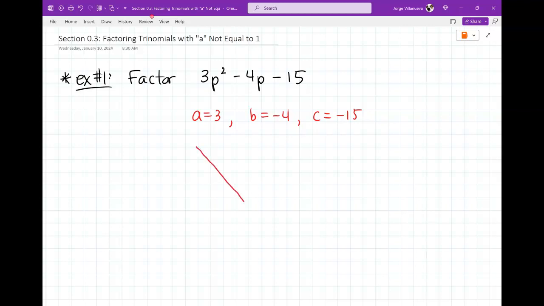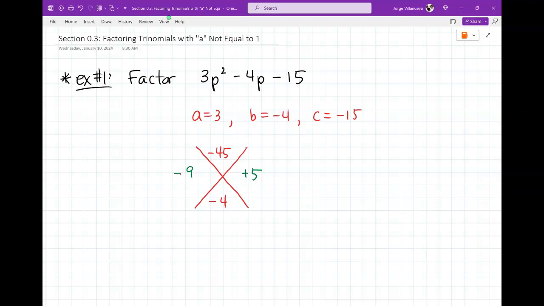So here we go. On the top, we're going to multiply A times C. So 3 times negative 15 is negative 45. And then on the bottom, I'm going to put negative 4, the B value, right? Now I've got to think of two numbers that multiply to negative 45 and add up to negative 4. I know one is negative and one is positive. Negative 9, positive 5, okay? Because negative 9 times 5 is negative 45, and negative 9 plus 5 is negative 4. So we do have that set up.